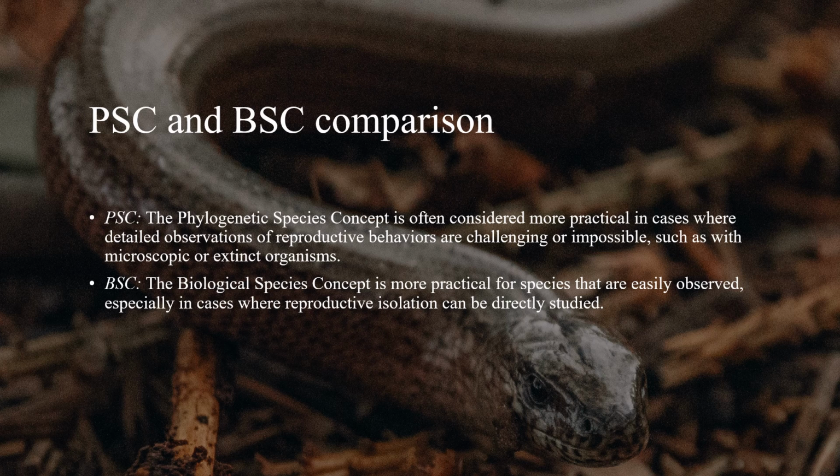And the phylogenetic species concept is often considered more practical in cases where detailed observation of reproductive behaviors is challenging or impossible, such as with microscopic or extinct organisms. While, as mentioned earlier, the biological species concept is more practical for species that are easily observed, especially in cases where reproductive isolation can be directly studied.